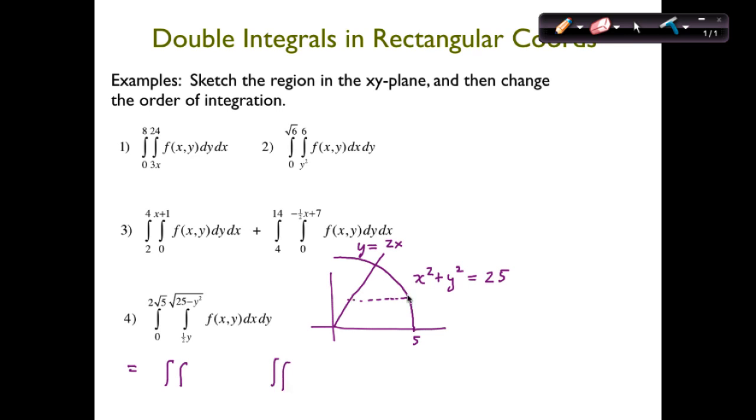Yep, the top, right? So our type 1 is bottom to top and then left to right. So the bottom is all the same, but the top is split into two different curves. Do you see that? The top is y equals 2x here, but then the circle on this side. So that's why for type 1 we needed to split that up, and we already did that.